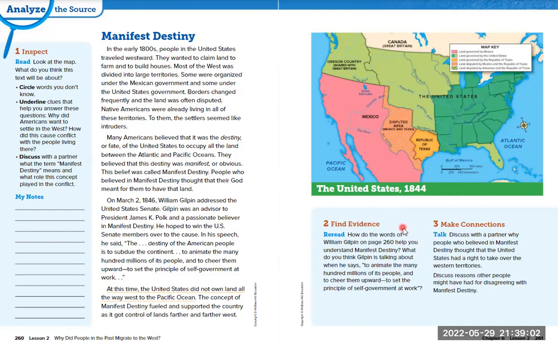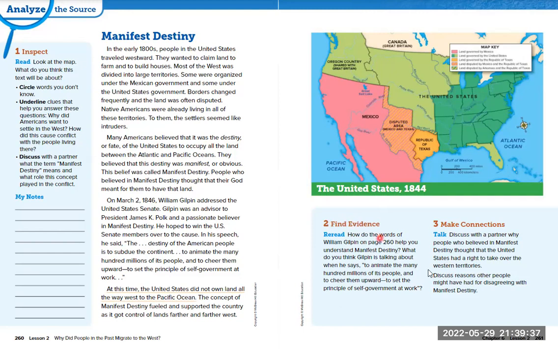Now you're going to find evidence. How do the words of William Gilpin on page 260 help you understand manifest destiny? What do you think Gilpin is talking about when he says to animate the many hundreds of millions of people and to cheer them upward to set the principle of self-government at work? In the previous video, we talked about what animated means. We said that it was when something moves. Sometimes we can use it for animations like cartoons, but in this case, it is to move something or to create something that causes it to move.